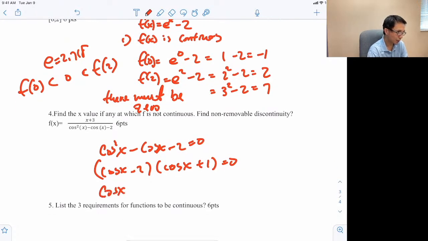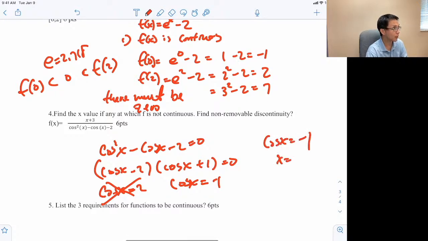Now cosine of x equals 2 in this case, and cosine of x equals -1 in this case. Therefore, this one doesn't work because cosine never equals 2. But cosine of x does equal -1. The x is on the unit circle. So on which part of the unit circle is going to give me -1? When it's facing the left, so it's pi. It's pi, and that was the only answer.